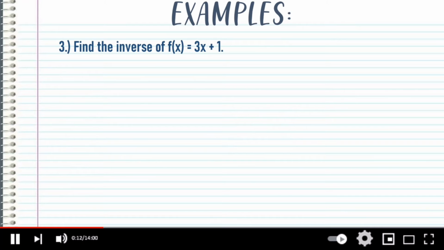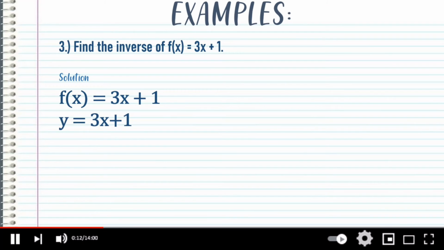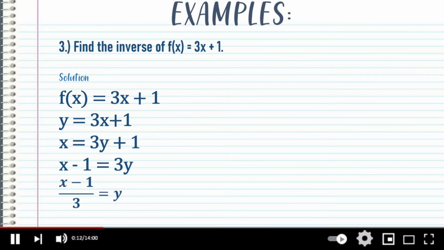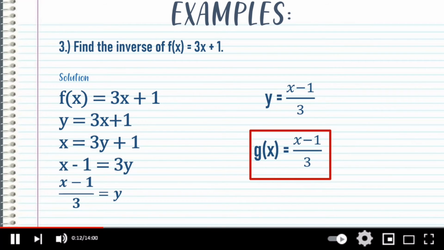Now find the inverse of f(x) = 3x + 1. First, replace f(x) by y. So it will become y = 3x + 1. Substitute x with y and y with x, so it will become x = 3y + 1. Express y as a function of x and simplify. We will be transferring 1 to the other side, so it will become x - 1 = 3y. Divide both sides by 3, and so we have (x - 1)/3 = y. Denote the inverse as g(x), so we have g(x) = (x - 1)/3.